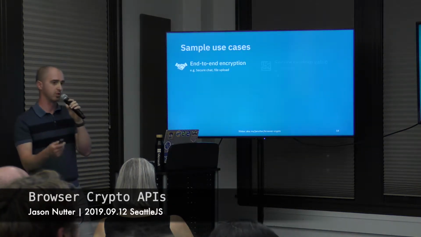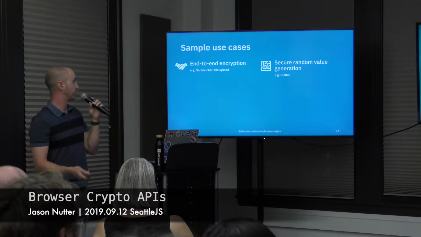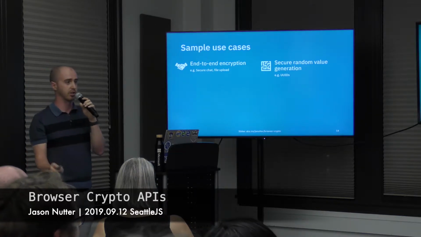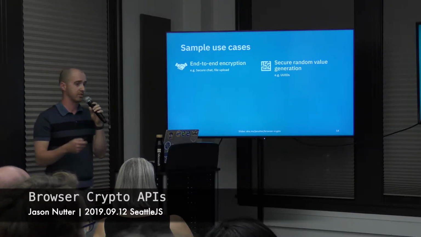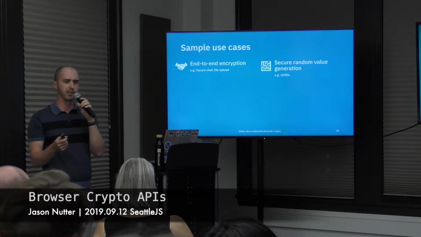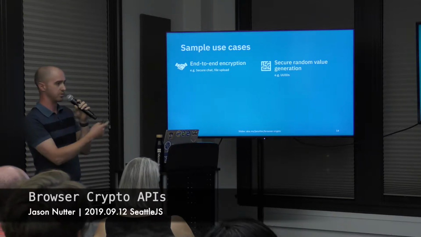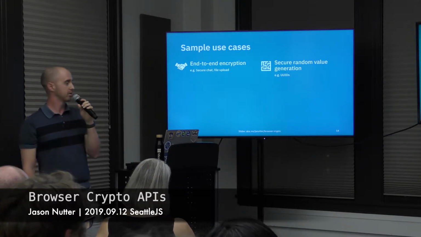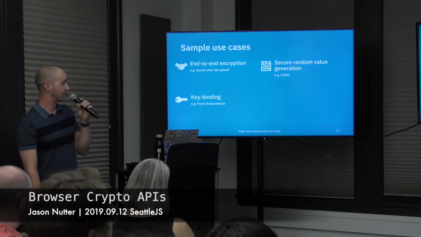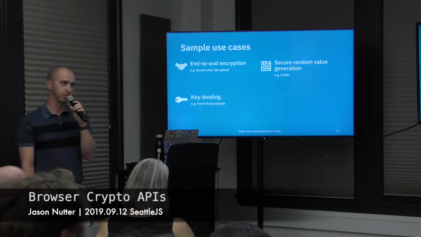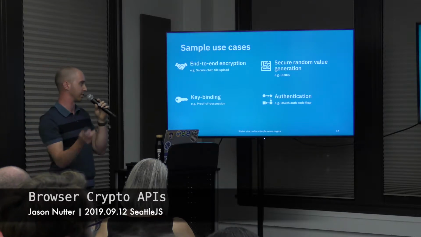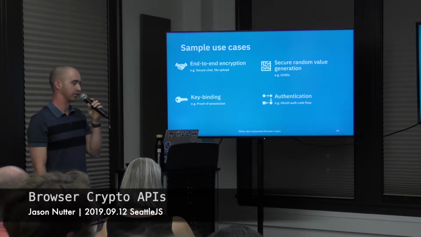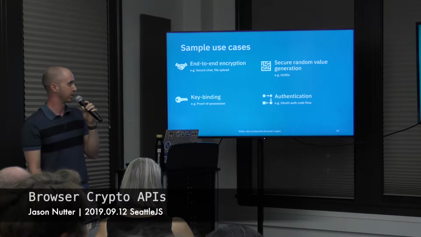So what are some of the things you can do with these APIs? You can do end-to-end encryption, you can do secure chat, you can do secure end-to-end file upload, which we'll see later. You can do secure random value generation, so like the node UUID library, when it runs in the browser, it uses these APIs to generate the UUIDs. You can do key binding for things like proof of possession, which we'll talk about later. And you can also do other things around authentication, like the OAuth code flow, which is something that I'm working on right now.